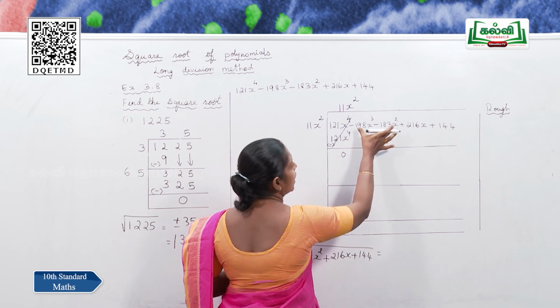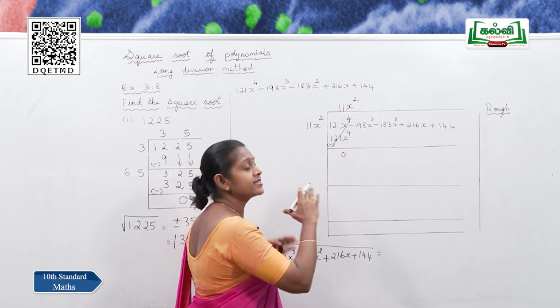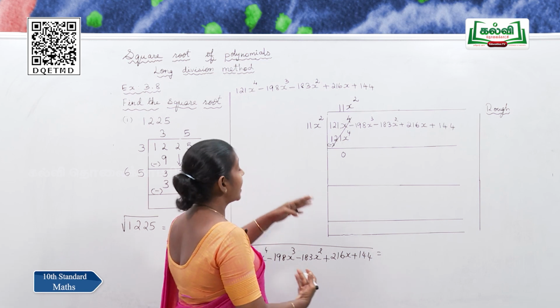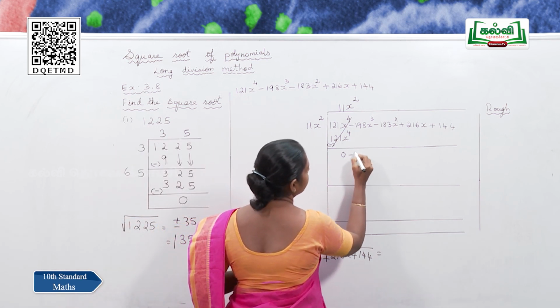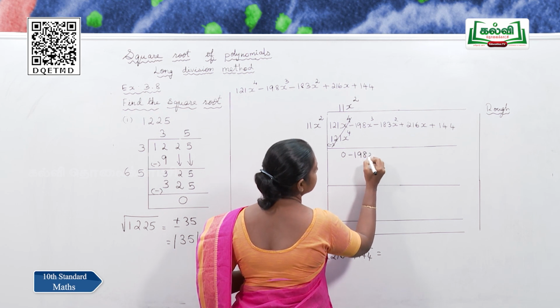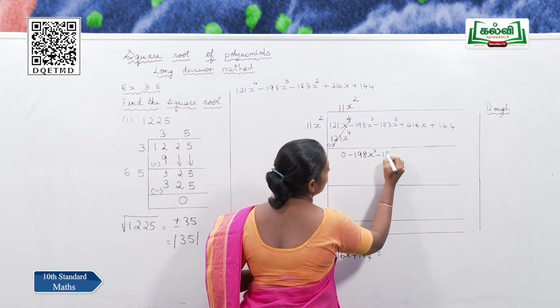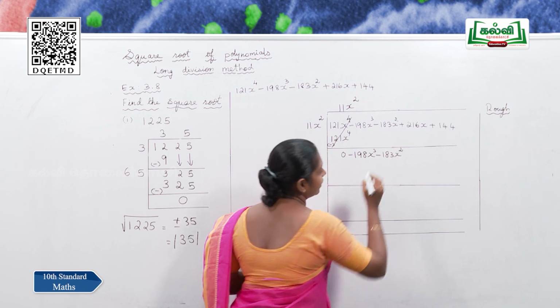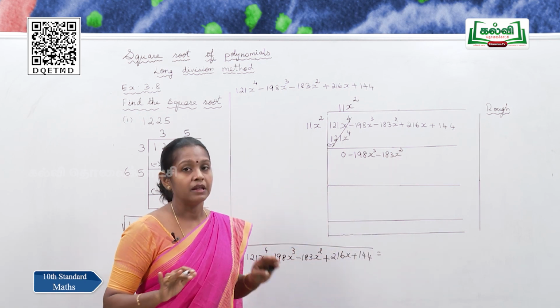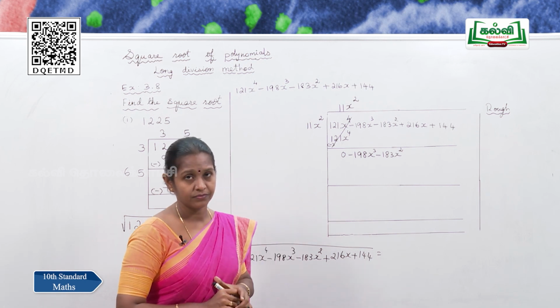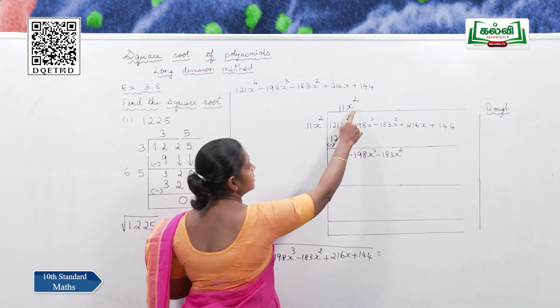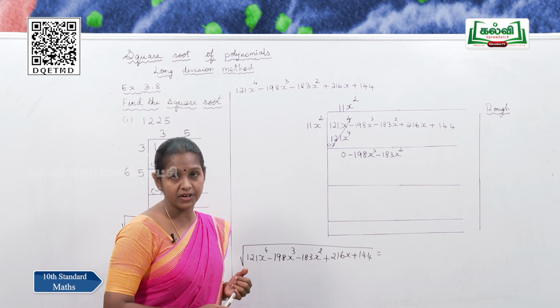Next, you have to bring down the next two terms together, as what we have done in the numbers. Okay. Now listen. Minus 198x cube minus 183x squared. That's all, children. Next, how should I find? What is my next step? Correct. See the quotient place. What is there? 11x squared.